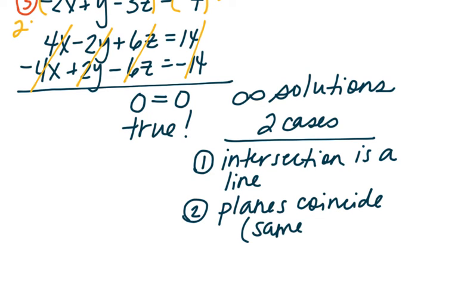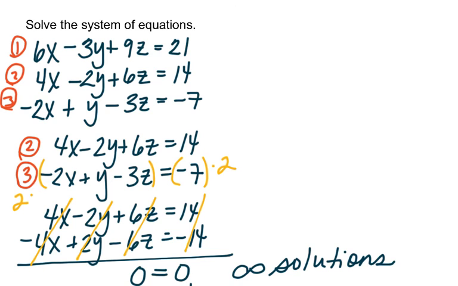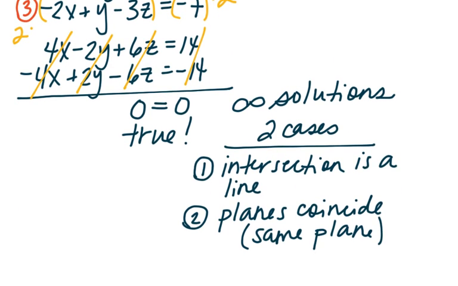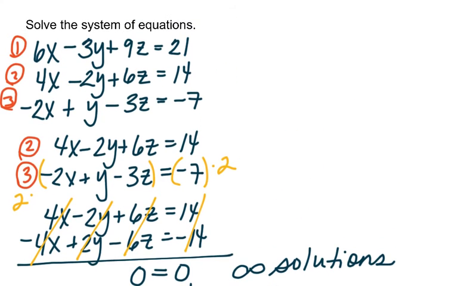Think of it as 3 sheets of paper laying all on a table. They're laying on top of one another, meaning they intersect an infinite number of places. So to figure out which case it is, we have to go back and analyze the original system of equations that we were given. And it's probably easiest to ask yourself if it's the second case. Are these actually the same plane? Because if they are the same plane, then that just means that these original 3 equations are actually equivalent equations. In other words, they would just be multiples of one another.